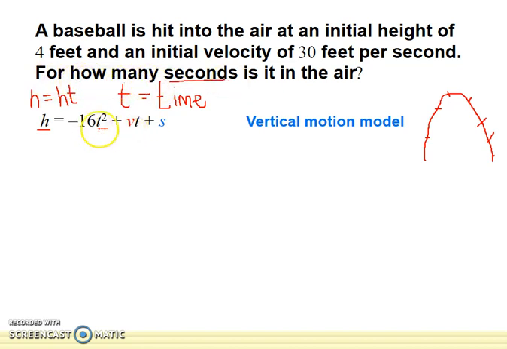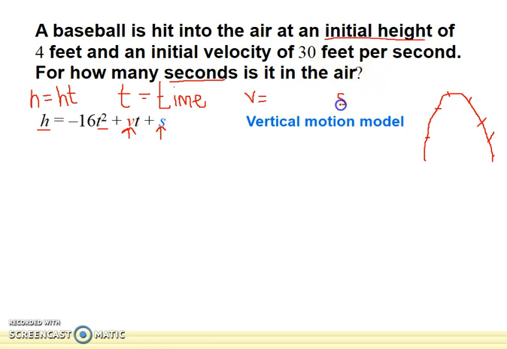There's also -16, which is a constant, and it will always be in the problem. There are also two more constants that you need. One of them is v for velocity, and that velocity would often be given. It's a speed in your problem. And the other constant is s, and s represents the initial height. So you'll be given the initial height.